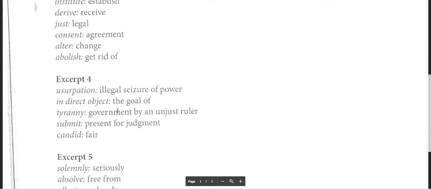Excerpt 3, secure makes safe. Institute, to establish. Derive, receive. Just means legal. Consent means agreement. Alter means change. Abolish means get rid of.